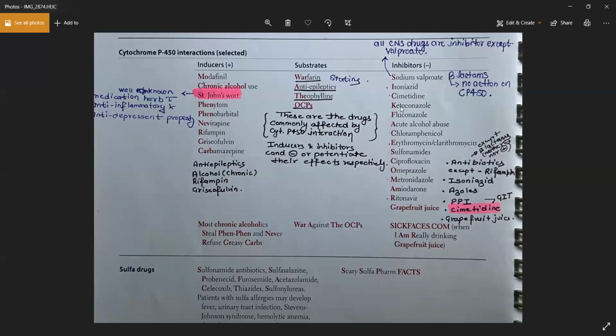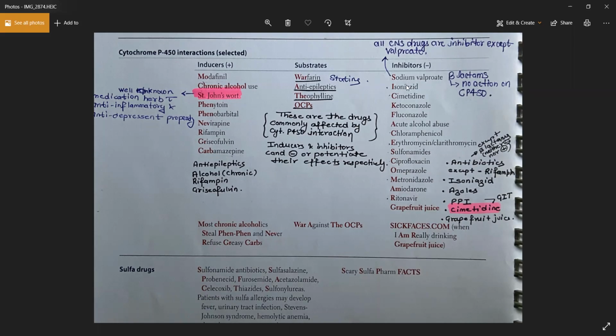you study ketoconazole and fluconazole, antifungal agents, alcohol acute, chloramphenicol, antibacterial, erythromycin, antibacterial, sulfonamide, antibacterial, ciprofloxacin, antibacterial, omeprazole, which is a proton pump inhibitor, metronidazole, antibacterial, amiodarone, okay, and ritonavir, which is antiviral, and grapefruit juice. All of them are inhibitors. So no need to learn the individual names, just learn the categories. It would be much easier for you to understand that.